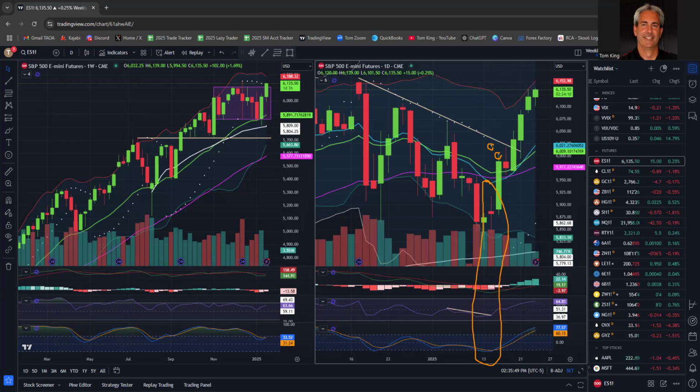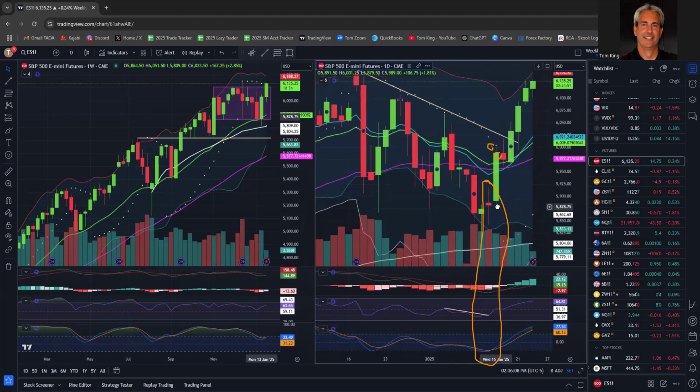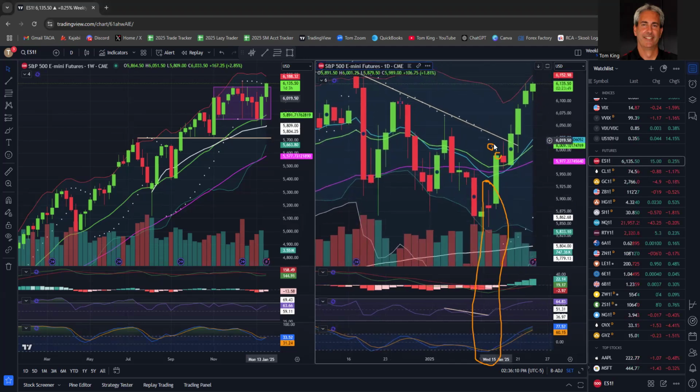Let me see if I can get rid of the annotations on here. But you can see exactly, this is exactly where we reversed overall. All right, so knowing that, in here, this is where we made that move and started to head our way higher again.